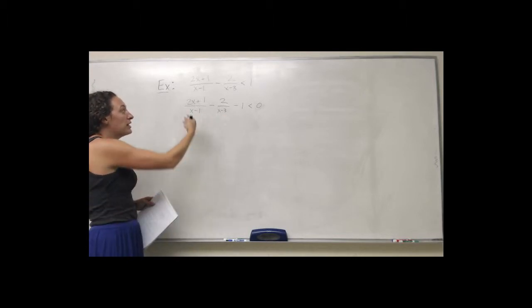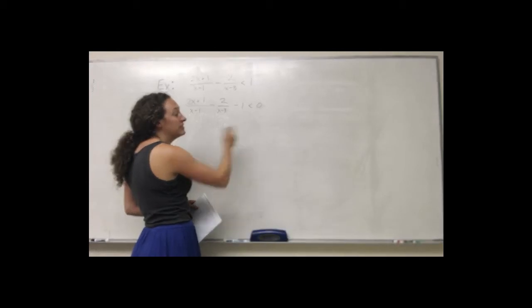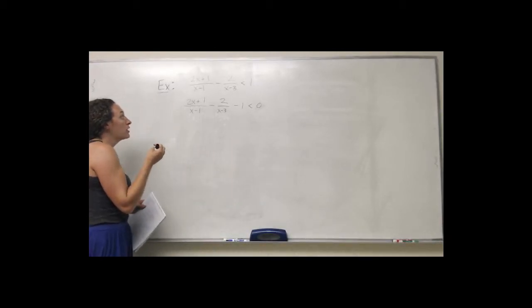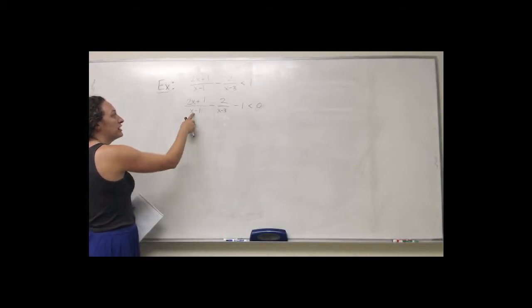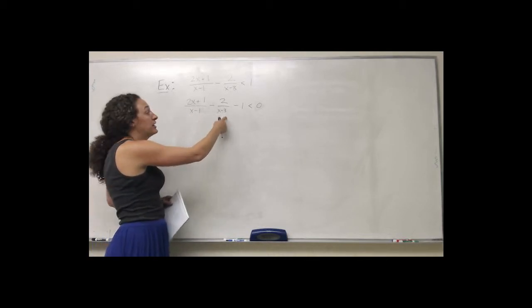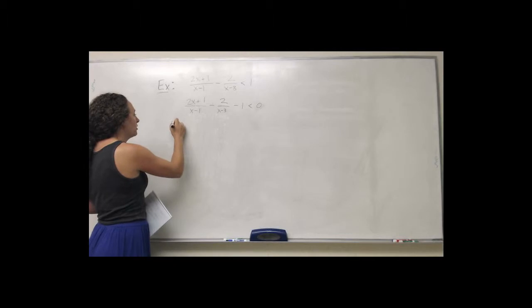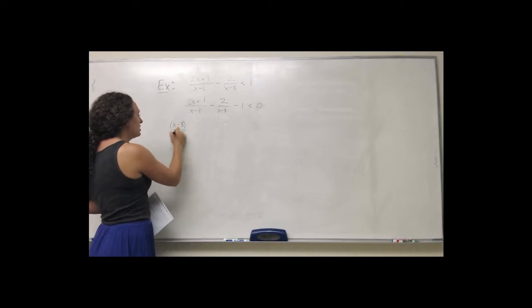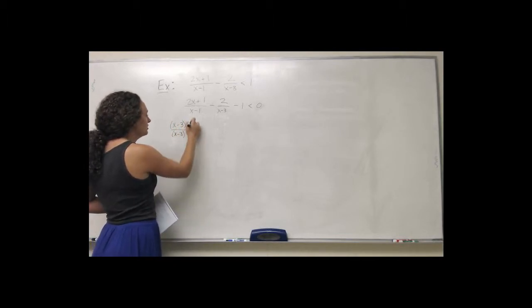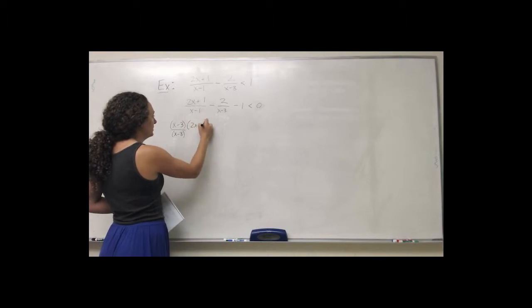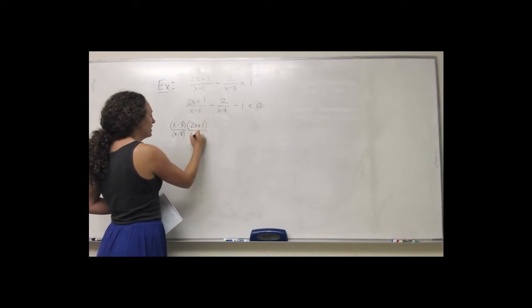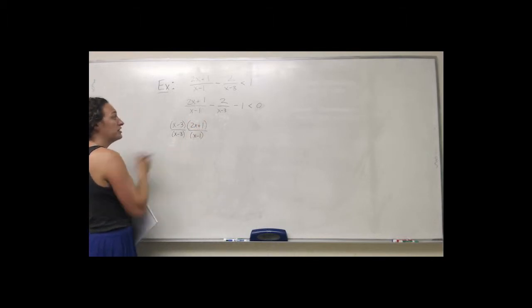Now I need to multiply each term by the form of 1 that gives me the common denominator. Here, in 2x plus 1 over x minus 1, I've already got the x minus 1. I need to multiply by the x minus 3. So I multiply by the form of 1, x minus 3 over x minus 3. Now I have my common denominator here.